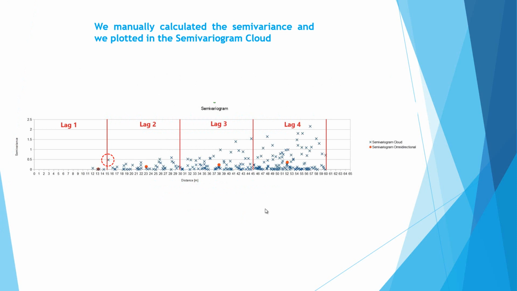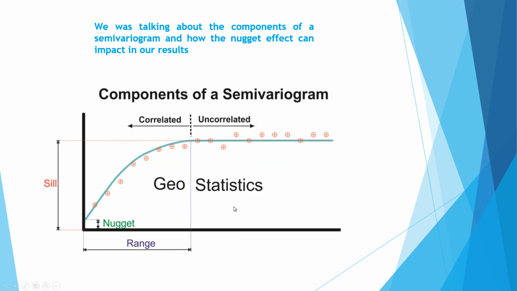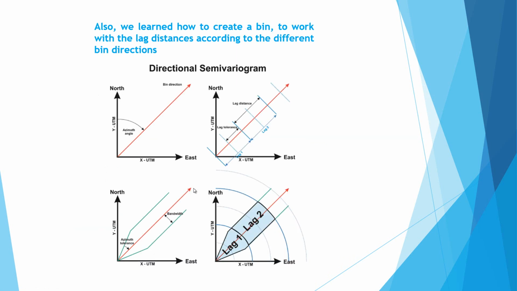In the previous video, we manually calculated the semivariance and we plotted the result in a semivariogram cloud. Later, we were talking about the components of a semivariogram: the sill, the range, the nugget, and also the partial sill, and we saw how the nugget effect can impact our results.